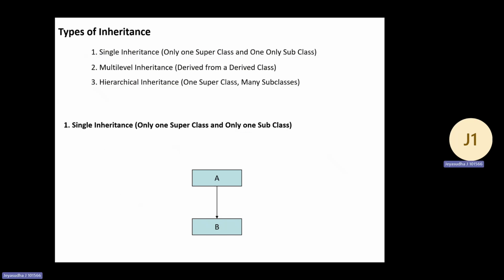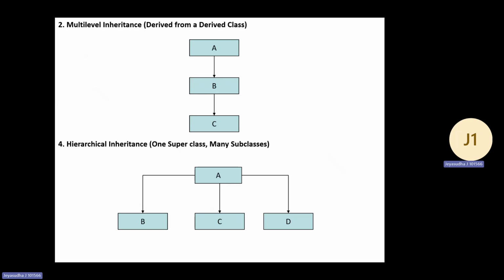And as I have said, we have single inheritance, multi-level inheritance, hierarchical inheritance. Single inheritance, we have one base class and one derived class. Multi-level, you have one base class. From that, you will derive first subclass. From subclass one, you will derive a subclass two. Hierarchical inheritance, we have one base class and many subclasses.